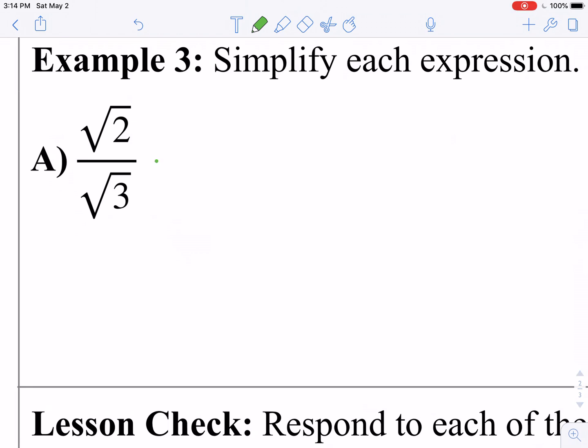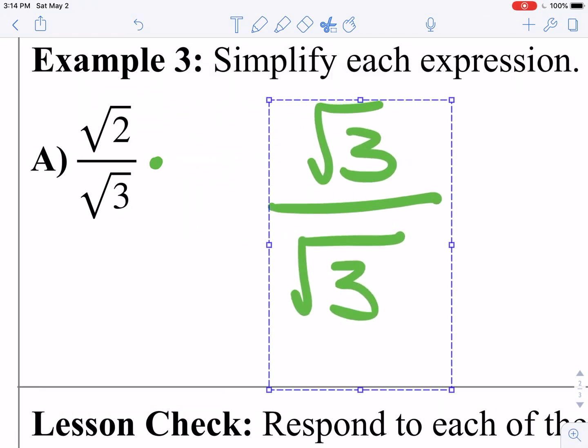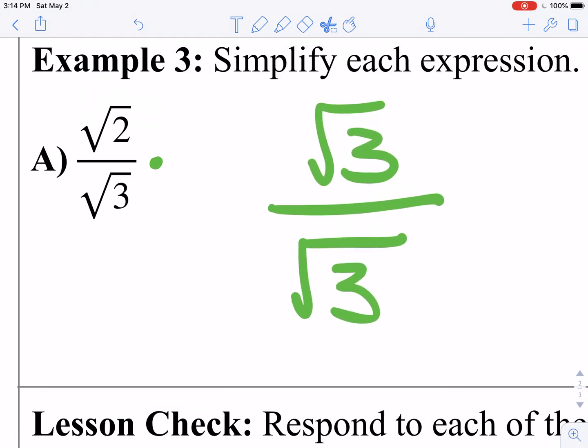So let's do that. We're going to start out by multiplying by our denominator. So we multiply by the square root of 3, and we multiply by the square root of 3. We're multiplying both top and bottom by the square root of 3 because the square root of 3 divided by the square root of 3 is equal to 1. This does not change the expression at all.